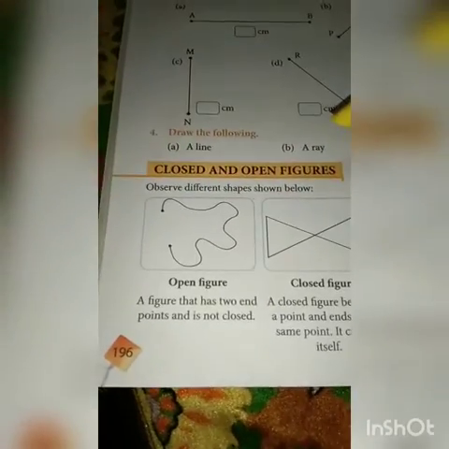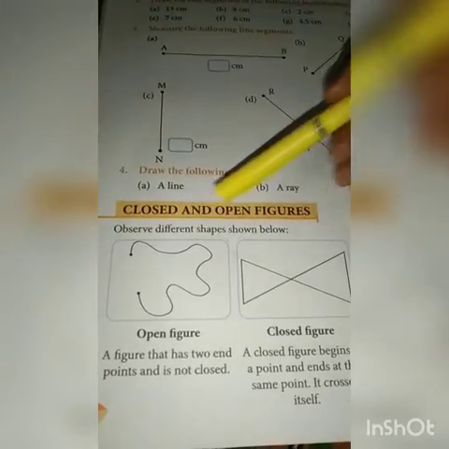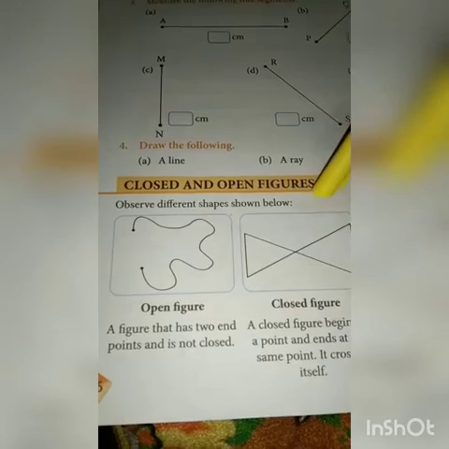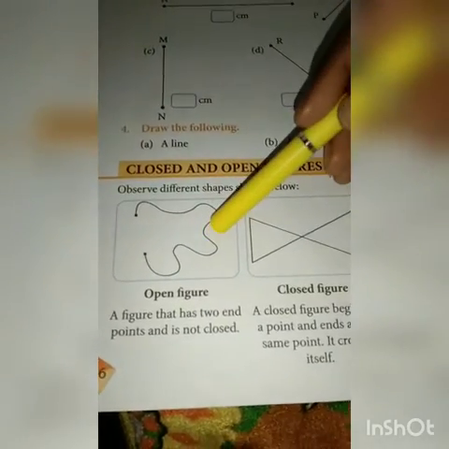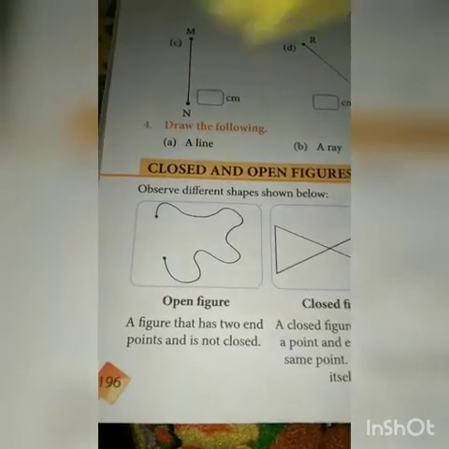So children, take out your book, open page number 196. I will explain the open and closed figure first, then the polygons. So children, let's start it. Now this is page number 196, closed and open figures. Observe the different shapes shown below. So this is an open figure. This you can see, it is a type of thread that is drawn, and this one is open here. So this is an open figure.